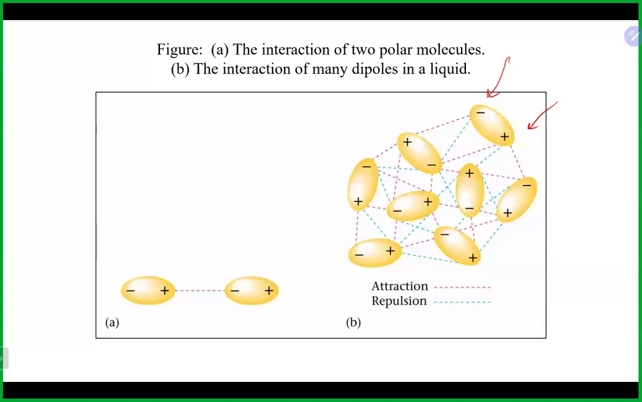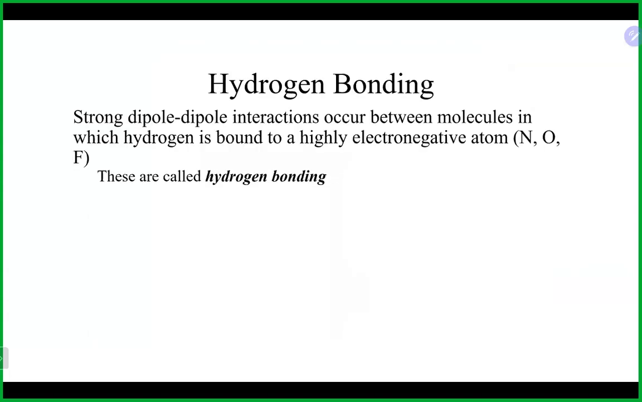So they do try to move around to find the best arrangement that maximizes the attraction forces between the positive side of one molecule and the negative side of another, and minimizes similar charges being near each other, which is what happens here. They'll keep moving around until they find an acceptable spot. Another type of dipole-dipole interaction, which is actually a really strong interaction, is known as hydrogen bonding.